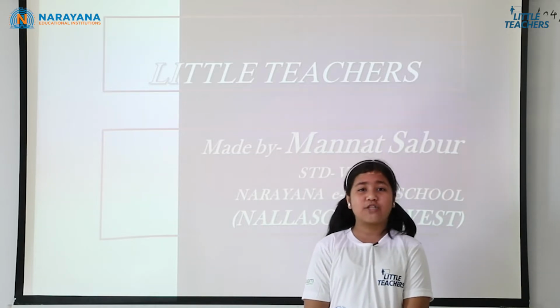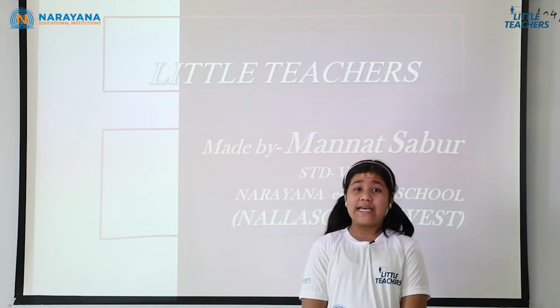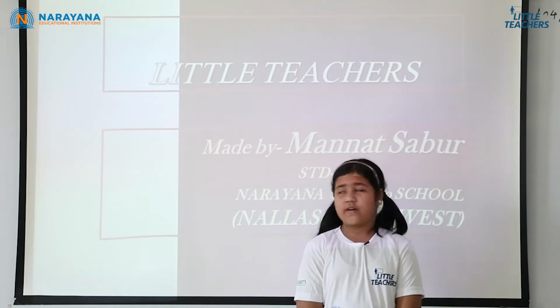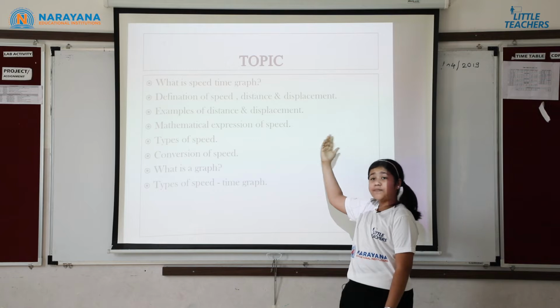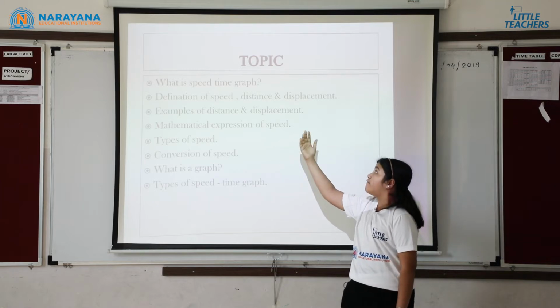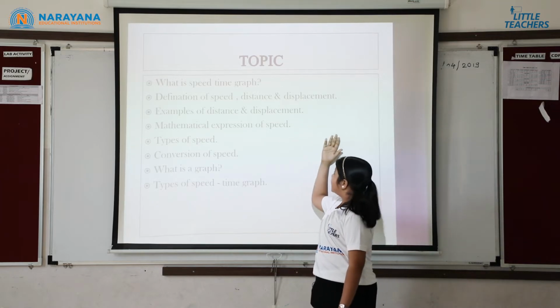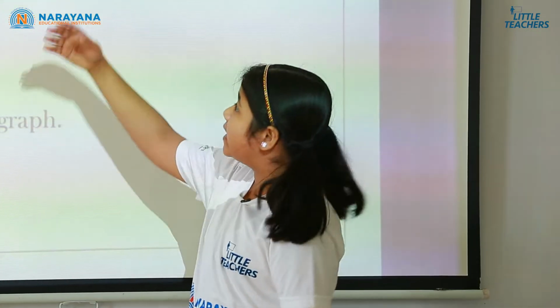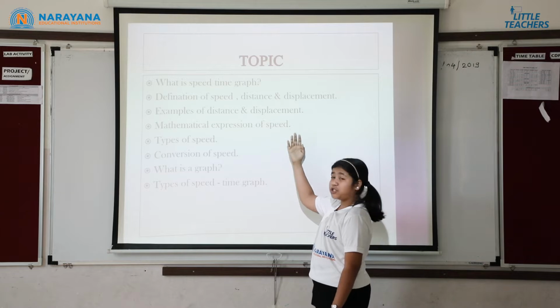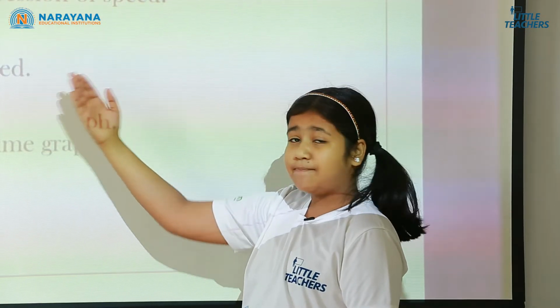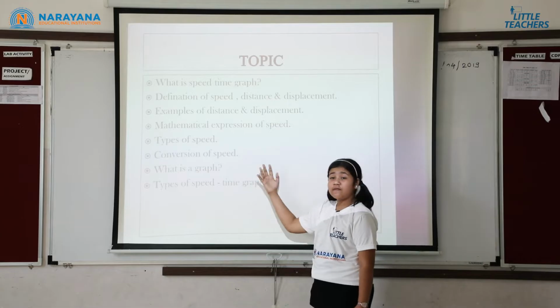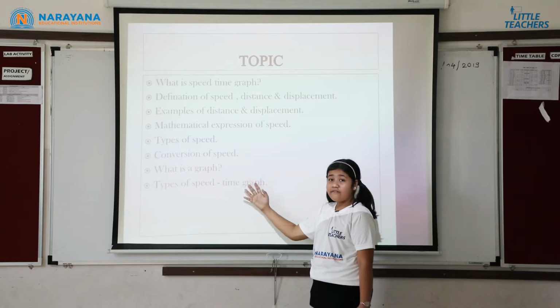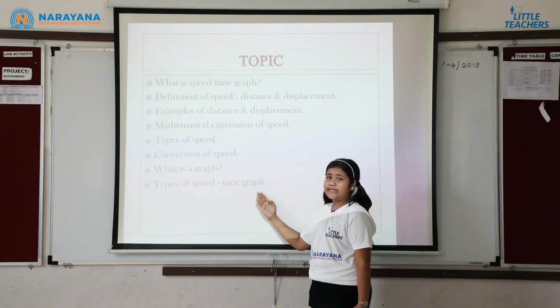Today I am here to present my topic of little teacher, that is speed time graph. First, what is speed time graph? Second, definition of speed, distance and displacement. Third, example of distance and displacement. Fourth, mathematical expression of speed. Fifth, types of speed. Sixth, conversion of speed. Seventh, what is a graph? And the last, types of speed time graph.